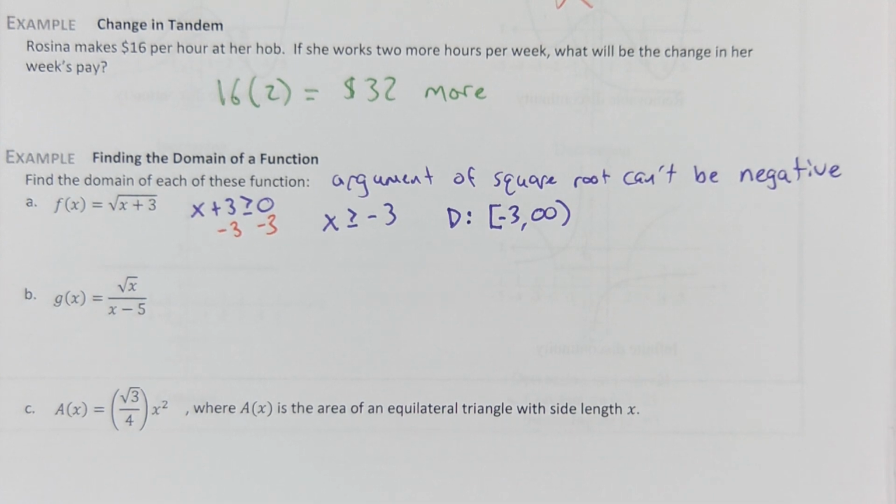Is everybody comfortable with interval notation, brackets and parentheses for equal to bars or not? Inclusive, non-inclusive? If not, ask, please. Yes, ma'am.